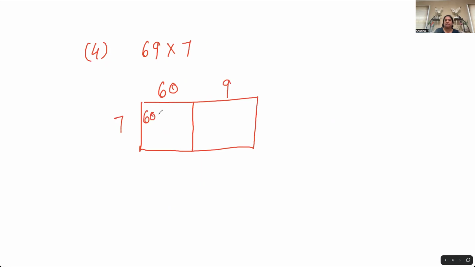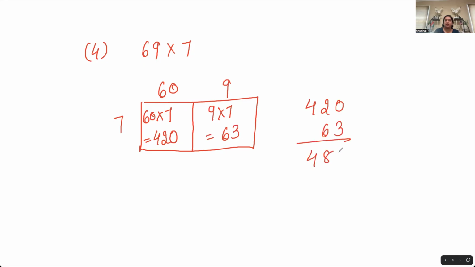So 60 times 7. We know 7 times 6 is 42, so 60 times 7 is 420. 9 times 7 is 63. Now we have to add those two boxes, 420 and 63, which is 483.